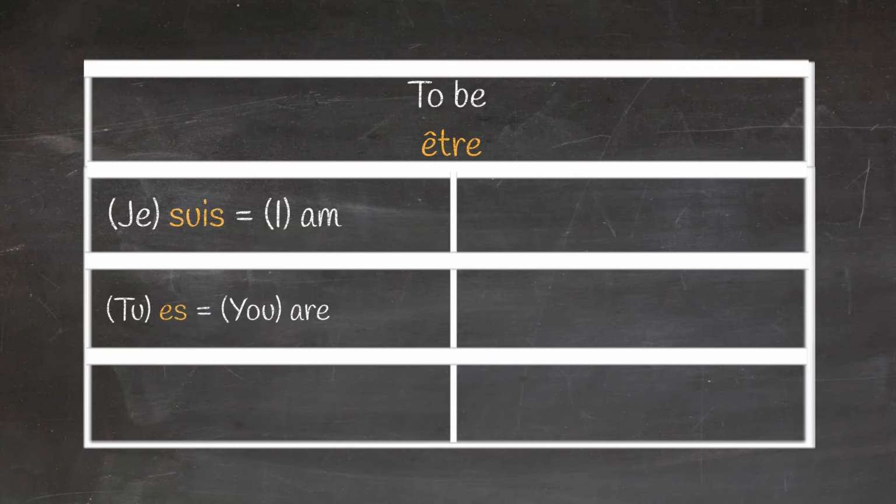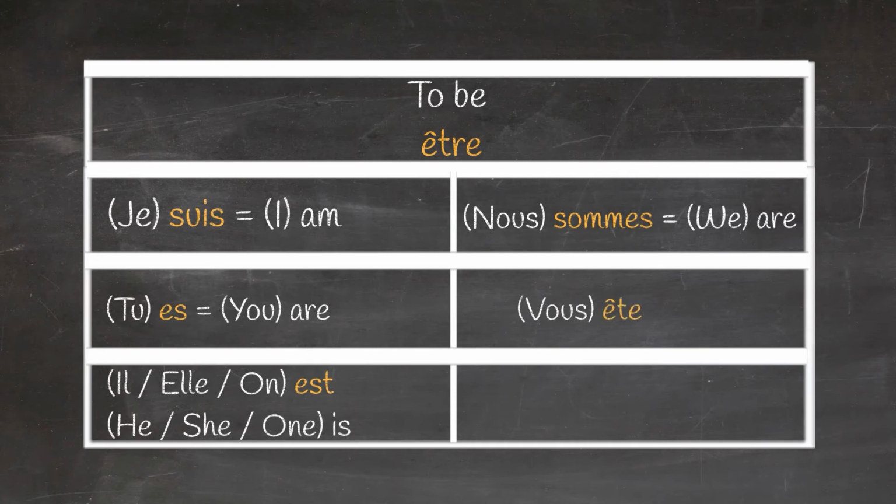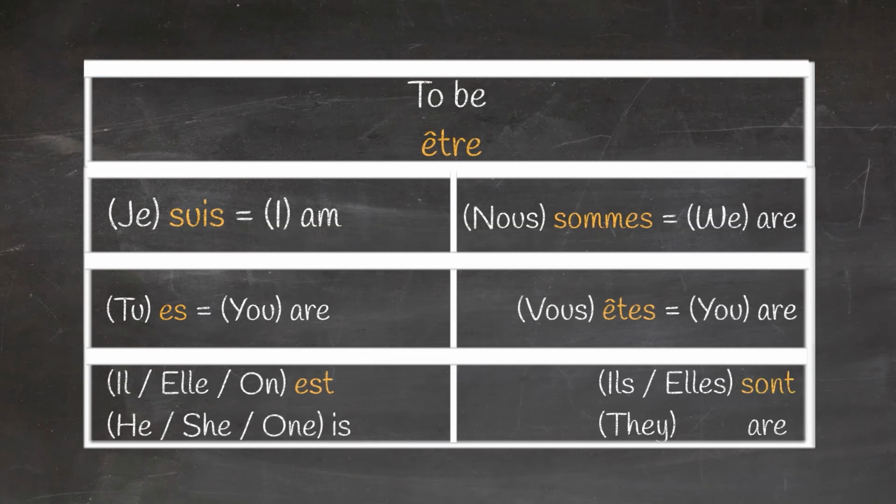It's time to learn our new verbs. Let's start with to be. Être. Je suis. Tu es. Il est. Elle est. On est. Nous sommes. Vous êtes. Ils sont. Elles sont.